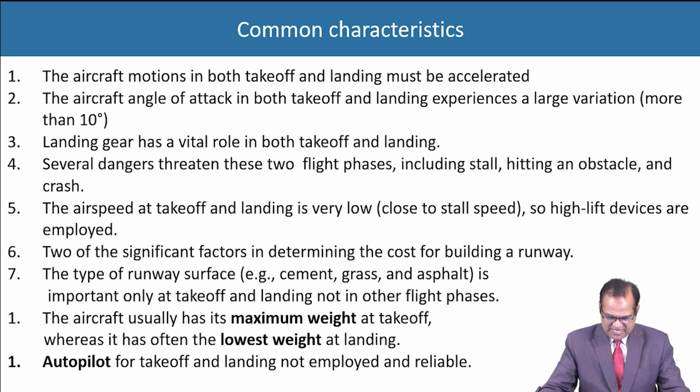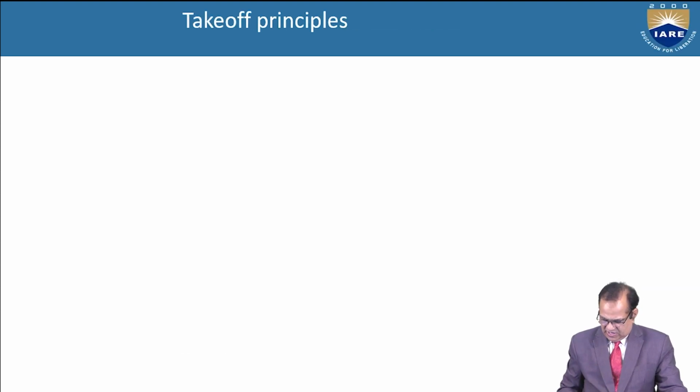Two of the significant surfaces, that is cement, grass, and asphalt, are important only at takeoff and landing, not in other flight phases. The aircraft usually has its maximum weight at takeoff, whereas it often has the lowest weight at landing. Autopilot for takeoff and landing is not employed and not reliable. So now I will discuss the takeoff principles.